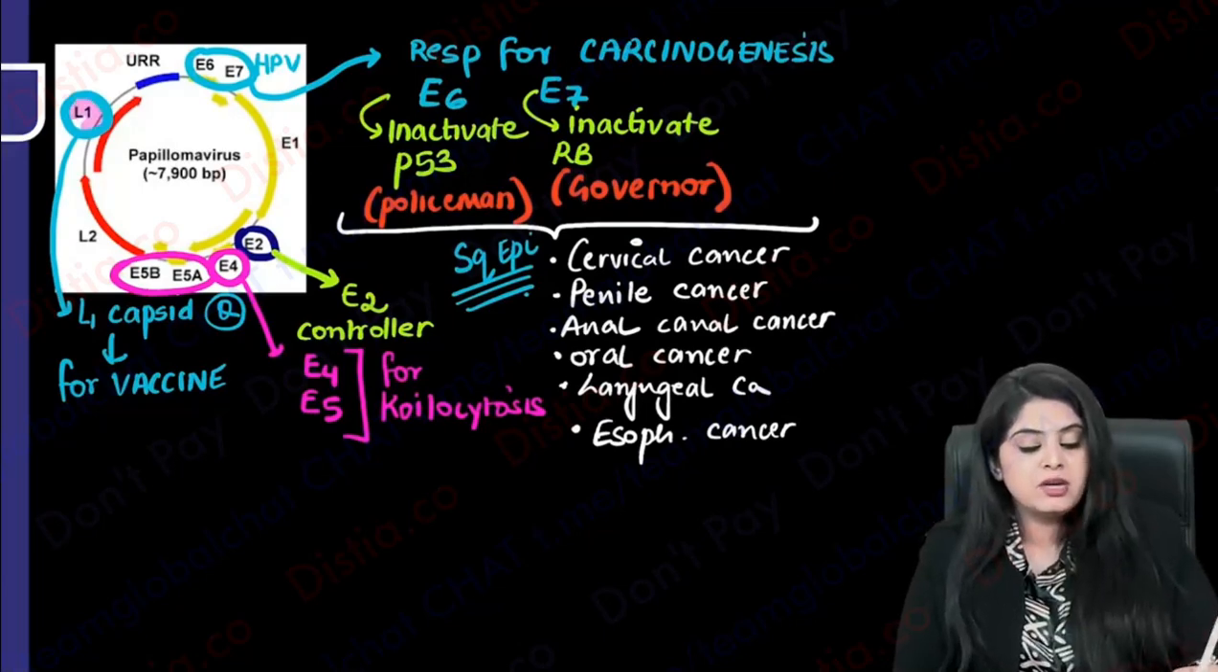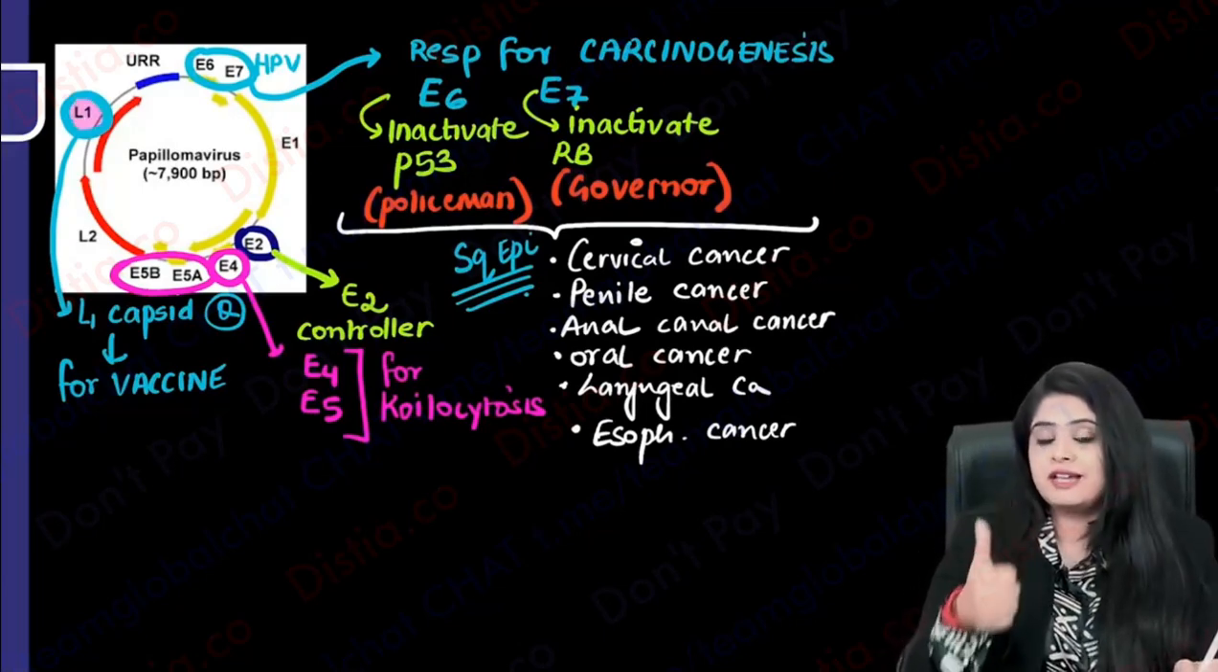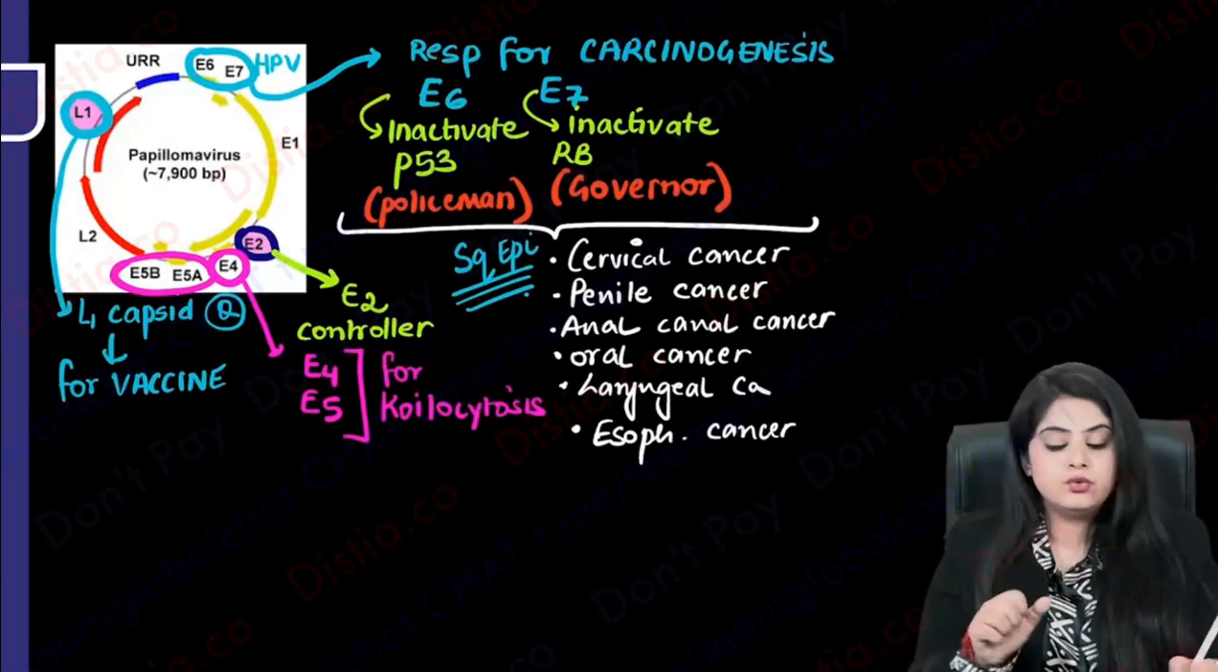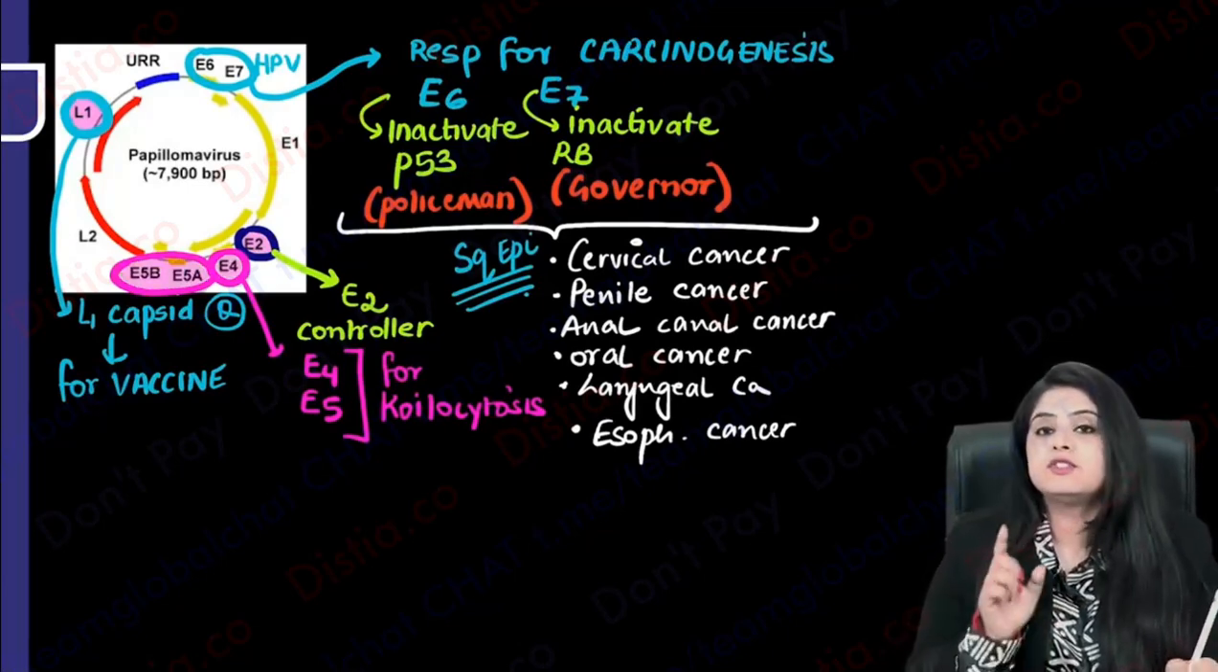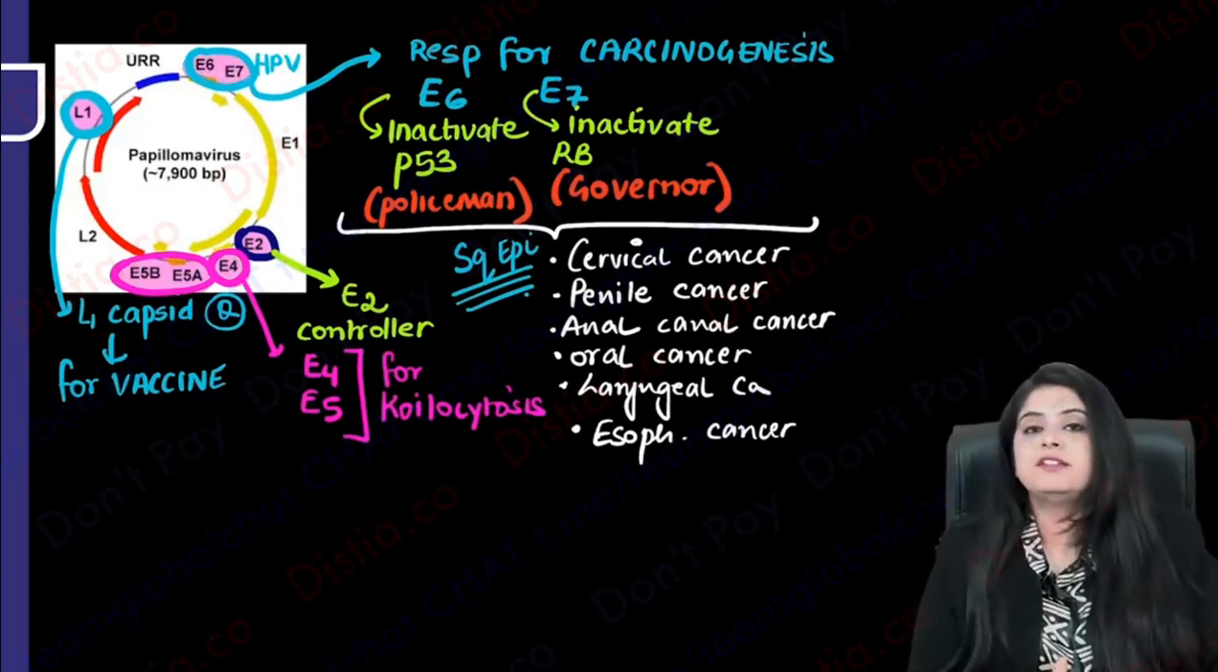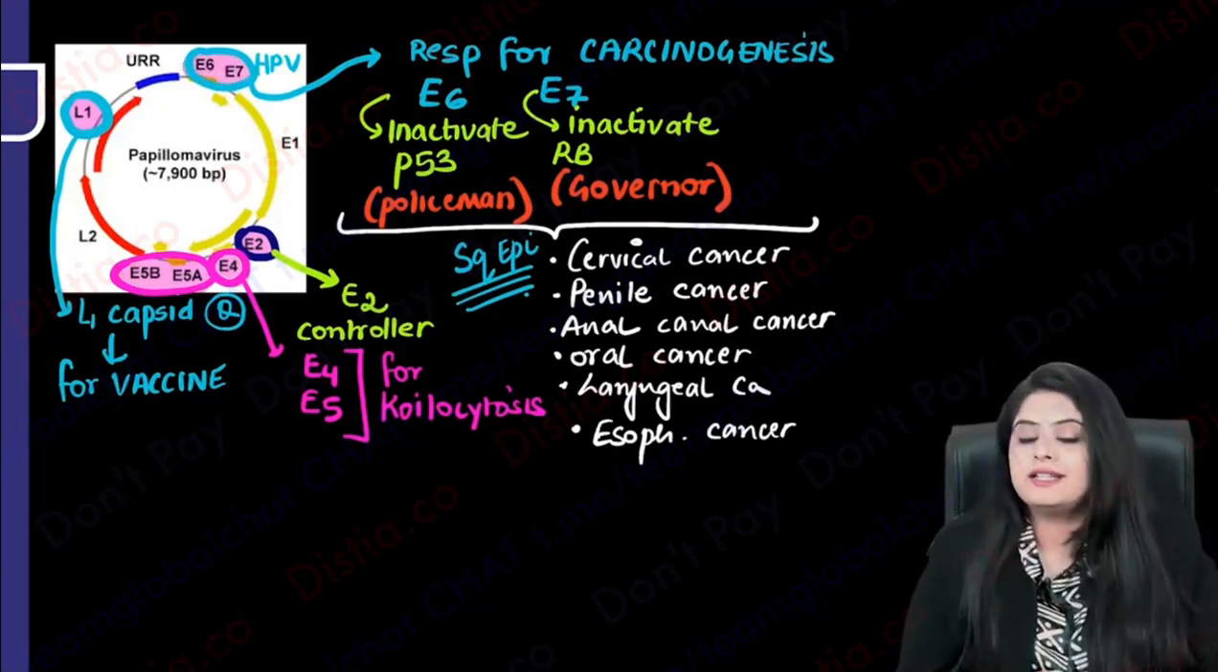Quick revision. What is L1 used for? Viral vaccination. What is E2? The controller. What are E4 and E5? The ones which make koilocytes. And what are E6 and E7? The ones which are responsible for cancer formation.